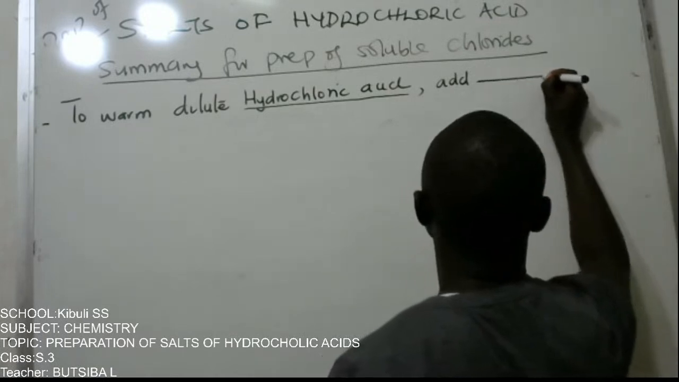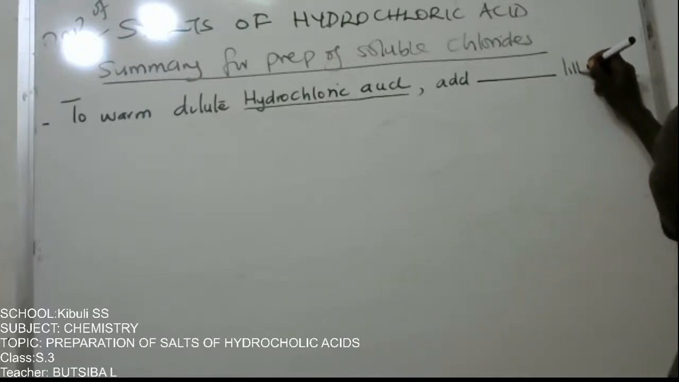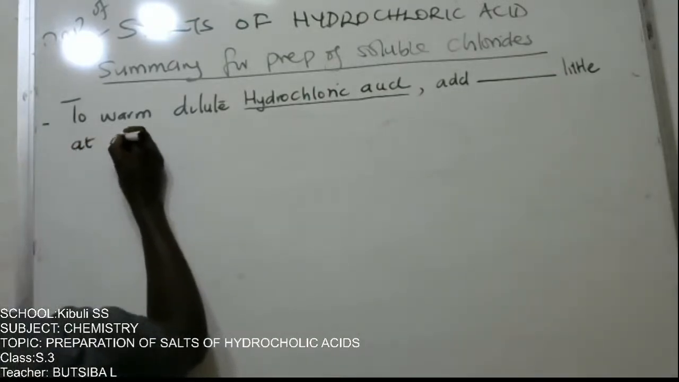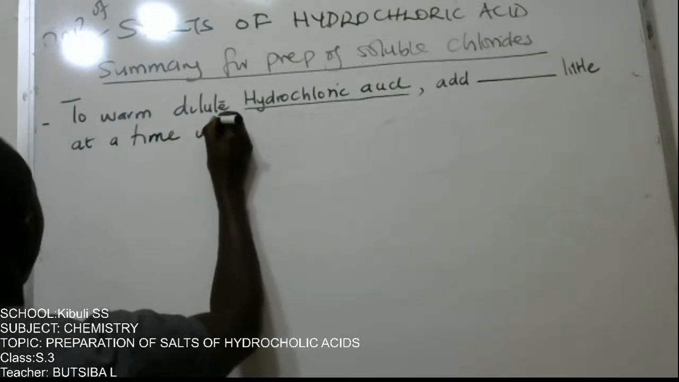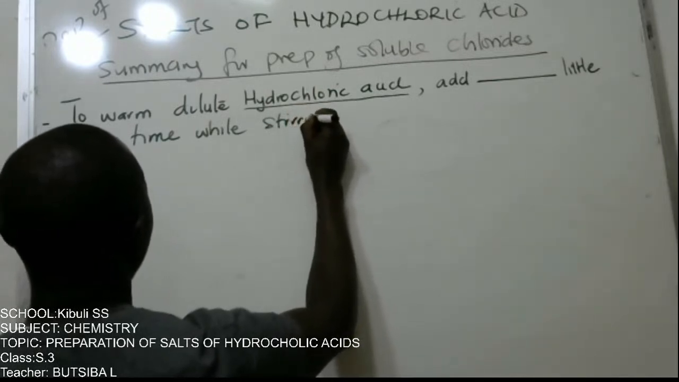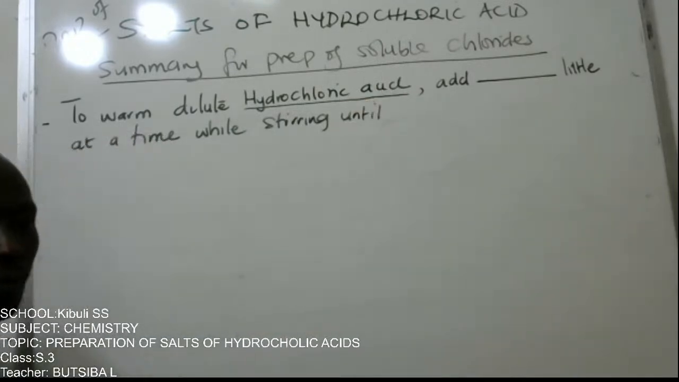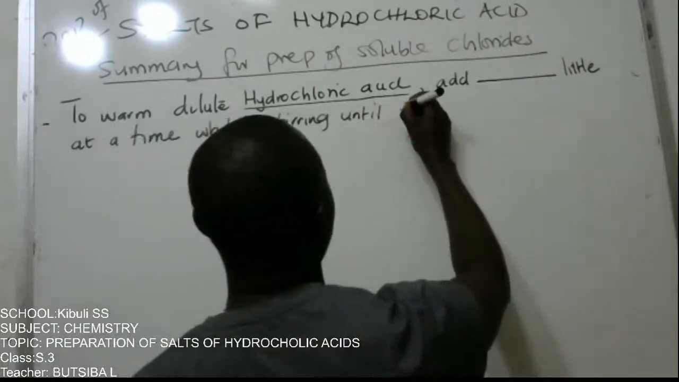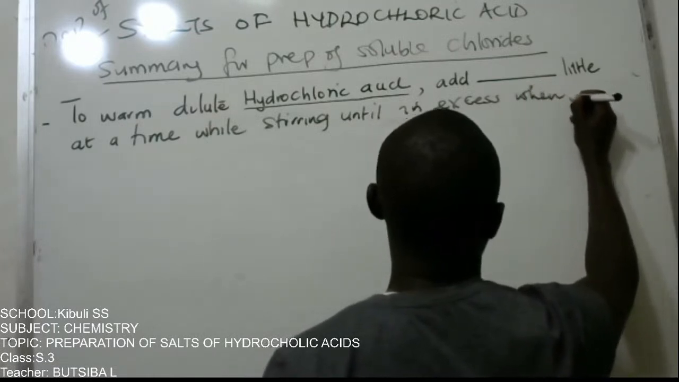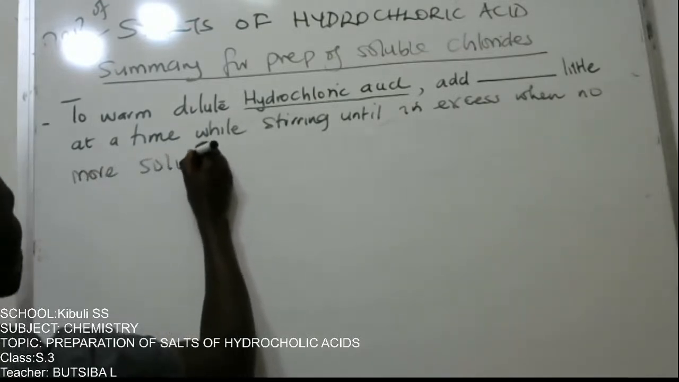To warm dilute hydrochloric acid, add the metal carbonate, a little at a time while stirring, until in excess, when no more solid dissolves.